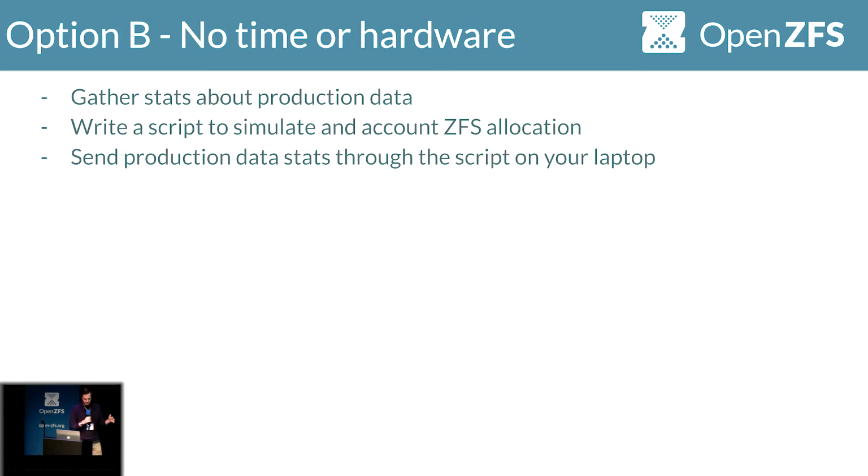So we sort of came up with this option B where we actually have no time or hardware. This is probably the reality for most of us. What we ended up doing was gathering statistics about our production data and then sending it through a script. And this script you can just run on your laptop. So this is perfect because we all have a little laptop or something. There are also problems with this, and that's what this talk is really about.